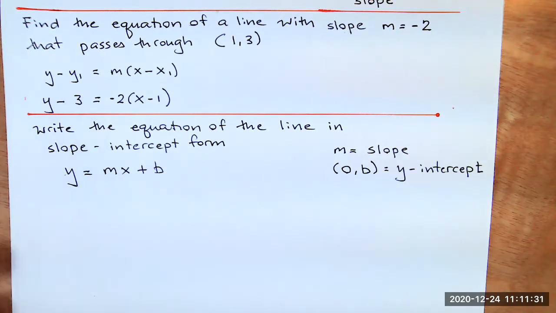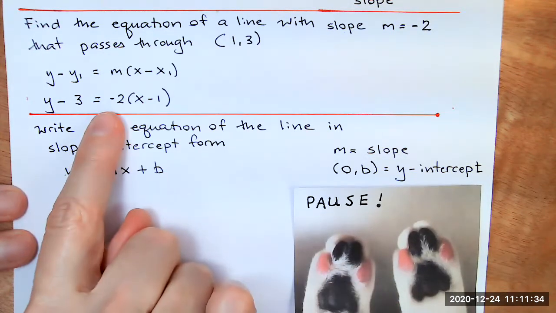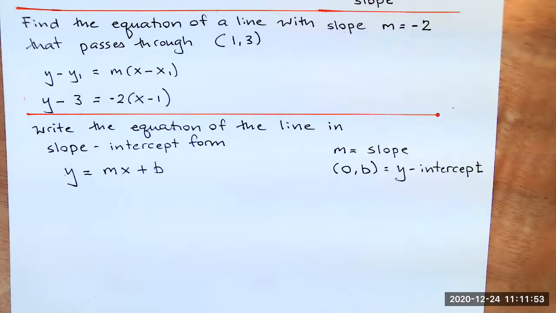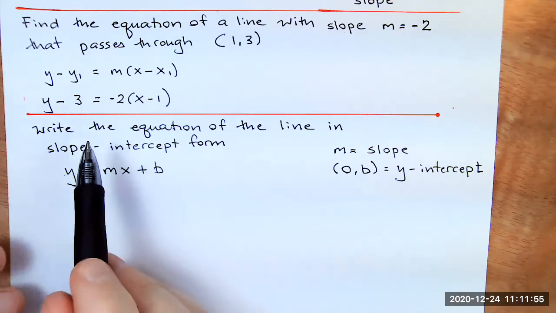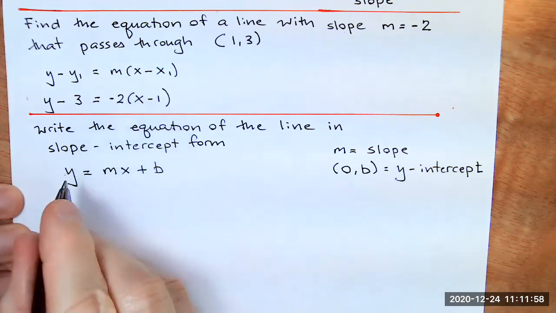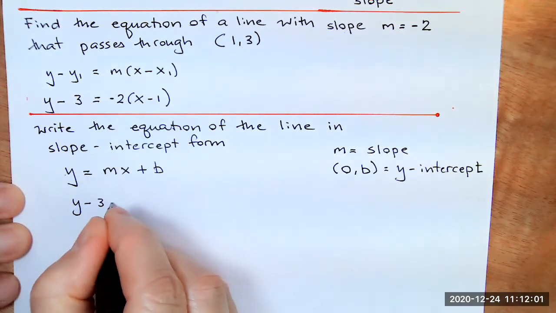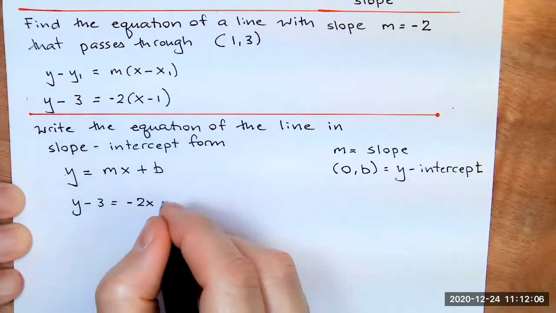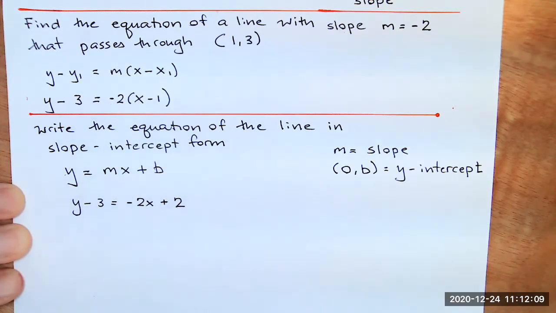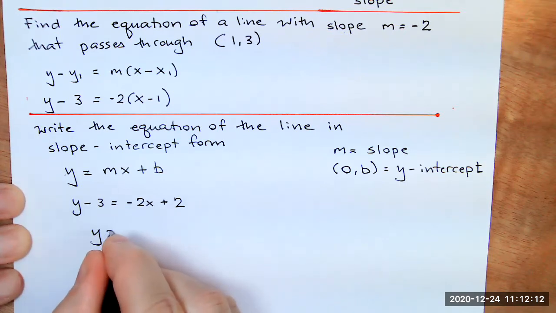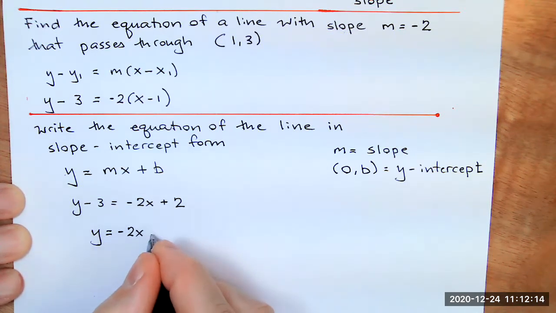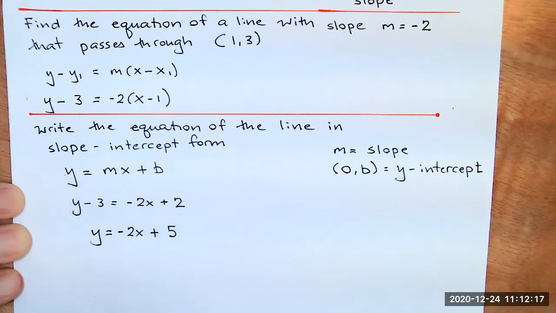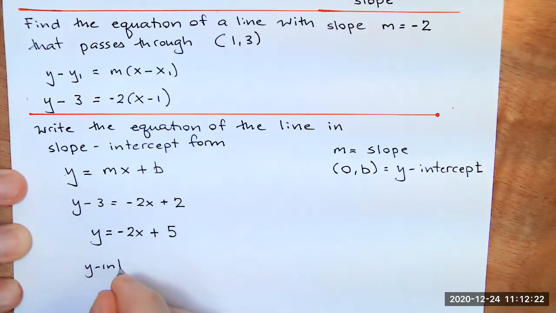So if you wanted to take a moment, take that equation and solve for y. All right, all you have to do is distribute the -2. -2 times -1 makes +2. Add 3 to both sides. So the slope is -2, and the y-intercept is the point (0, 5).